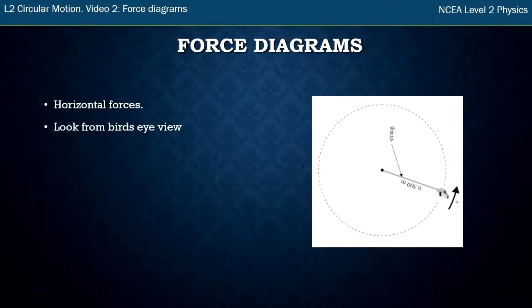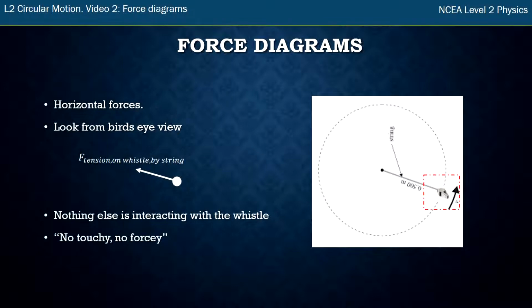So let's go back to thinking of the horizontal forces, the bird's eye view. We identify the system and we say what's interacting, what's from outside that system is coming inside the system and touching the whistle. That's what interacting means. And there's only one thing that I can see doing that, right? And that's the string. So there's a tension force on that whistle by the string. Now I've got that pointing inwards. Why? First of all, it's the only thing I've got there. So as I said before, nothing else is interacting with it. And the other rule we had was no touchy, no forcey. The string is touching the whistle, so that's why it's allowed to have that force there.